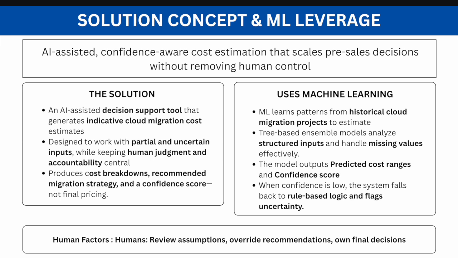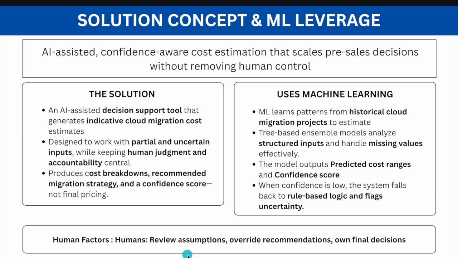So we have used tree-based ensemble models to analyze structured inputs and handle missing values effectively. The model outputs predicted cost ranges and a confidence score, not the direct price. When the confidence is low, we have created a fail-safe mechanism, a kill switch button. When the confidence score is low, the system falls back to rule-based logic and flags the uncertainty.